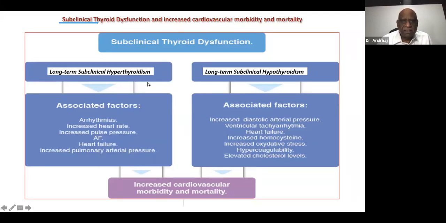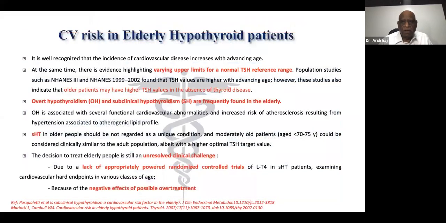Subclinical thyroid dysfunction, as I said, could be subclinical hyperthyroidism or hypothyroidism. In subclinical hyperthyroidism also, dysrhythmias and heart failure are very common. And in hypothyroidism, hypertension, tachyarrhythmias and heart failure are very common. Therefore, even subclinical thyroid dysfunction causes increased cardiovascular morbidity and mortality.